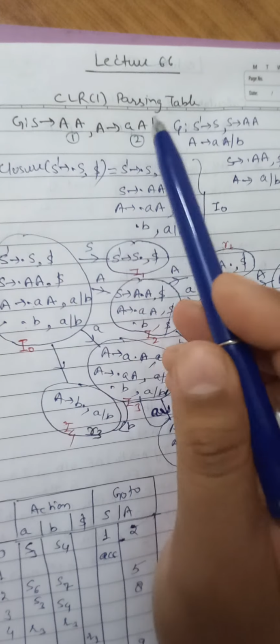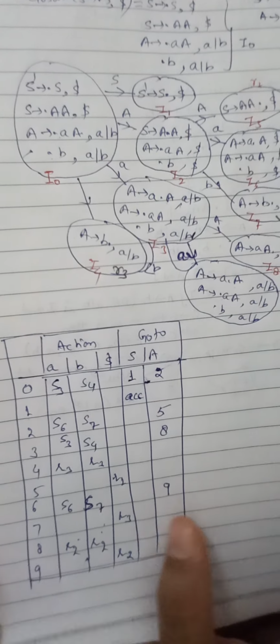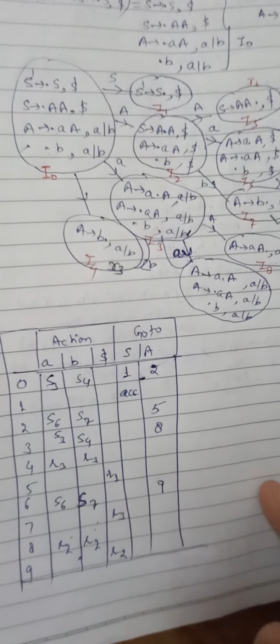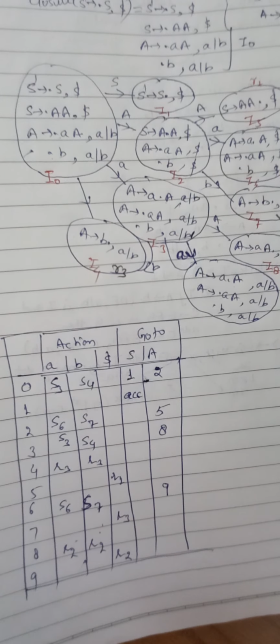So this is the way we can make the CLR(1) parsing table from this particular grammar. And we will see the rest of the other things in the next lecture, so we will meet in the next lecture.